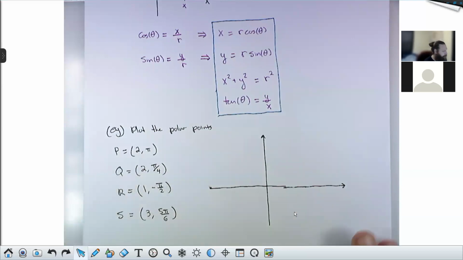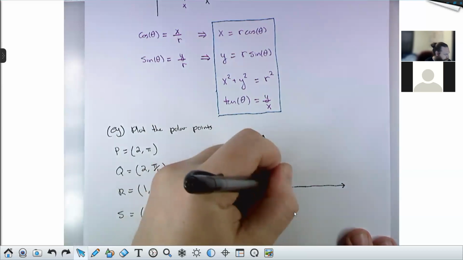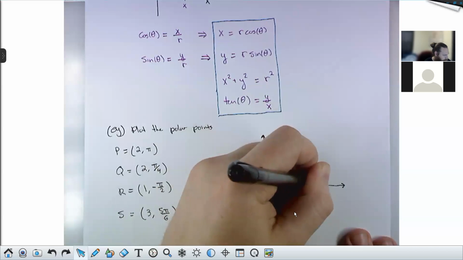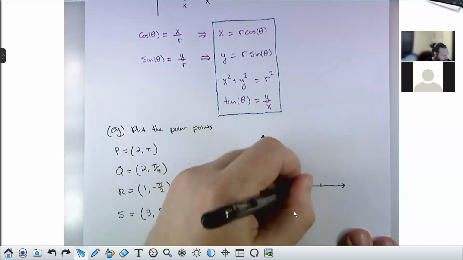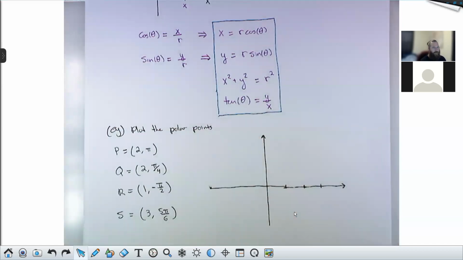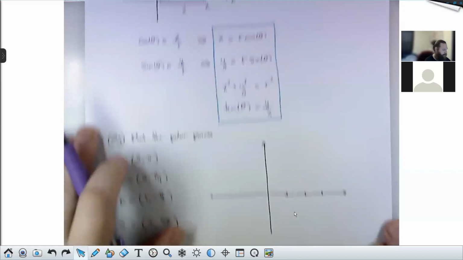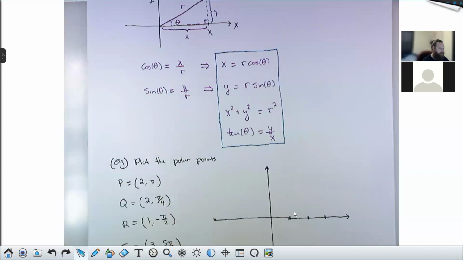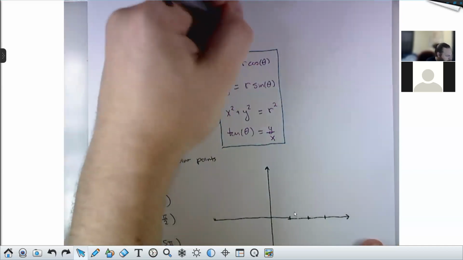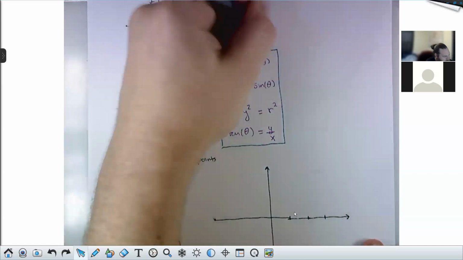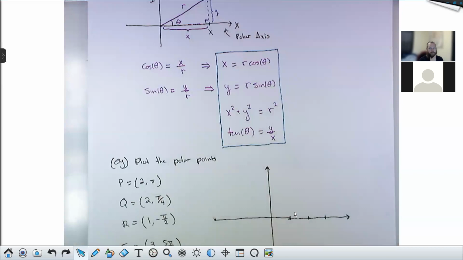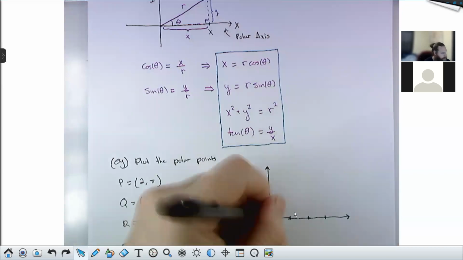So here's how you do it. I'm going to mark this as 1, 2, 3 along the right facing horizontal axis. Generally, by the way, the thing that you normally think of as the positive x-axis, in this setting we call the polar axis. And the origin we call the pole.